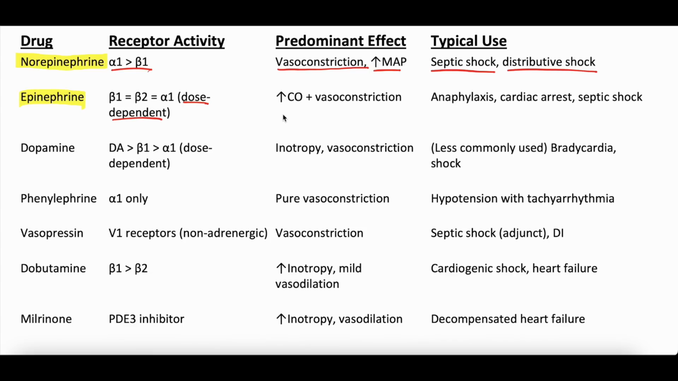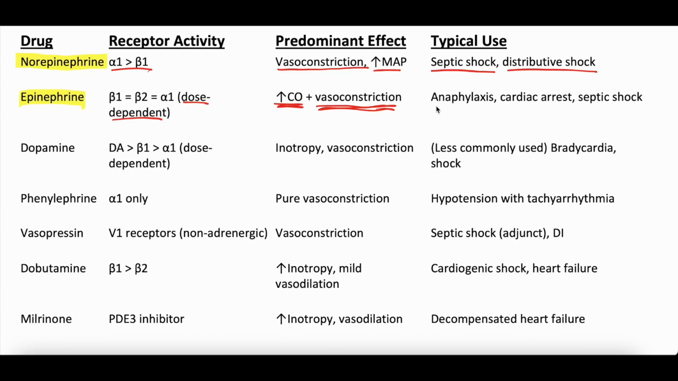And as such, the predominant effect, if it's beta 1, is going to be increasing cardiac output, because beta 1 is kind of inotropic. It increases heart squeeze. Whereas if the dose is alpha 1, it's a vasoconstrictor. So the predominant effect is either increased cardiac output or vasoconstriction, depending on the dose of epinephrine.